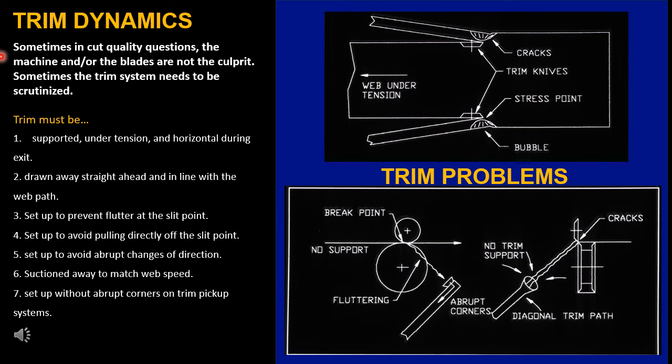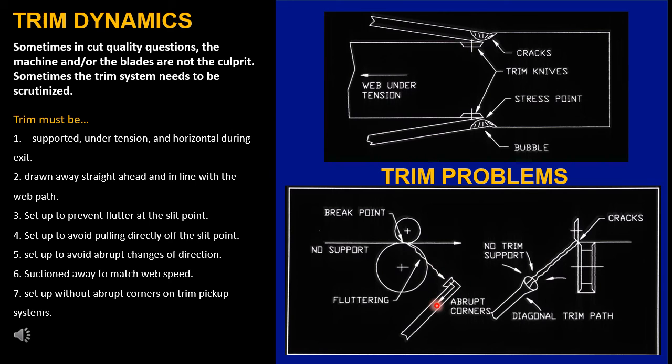Sometimes in cut quality questions, the machine and/or the blades are not the culprit. Sometimes the trim system needs to be scrutinized. You must have your trim supported under tension and horizontal during exit. Trim must be drawn away straight ahead and in line with the web to prevent tearing. Trim must not be permitted to flutter at the slit point. Trim must not be pulled directly off the slit point, as this will cause tearing. Trim must not be forced into abrupt changes of direction.